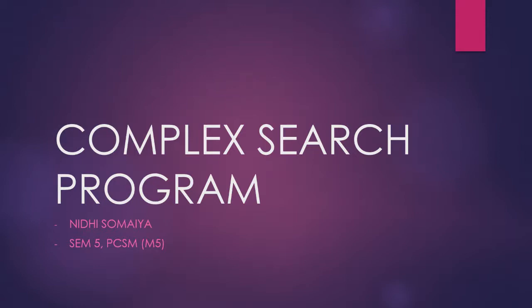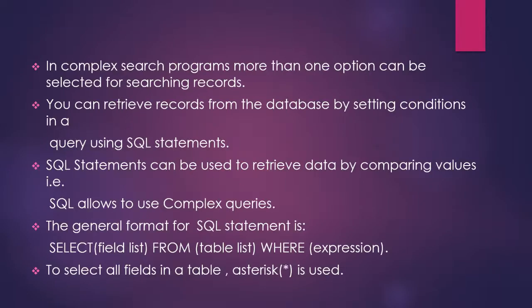Now, in Complex Search Program, the records can be retrieved using more than one option. For example, if you have a class register, a student's detail can be retrieved by searching either by name or by roll number or by both. So that is, we are having more than one option for searching the details.